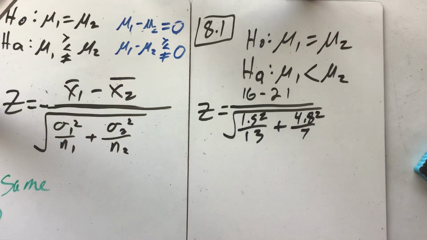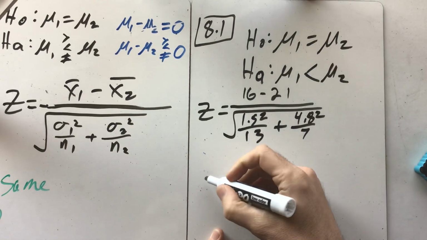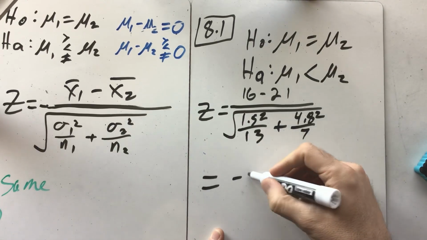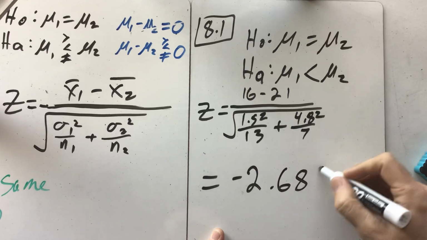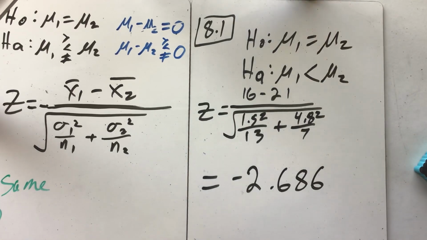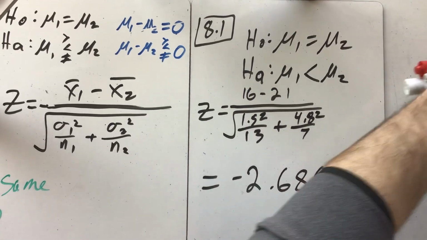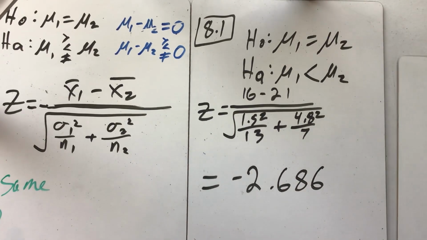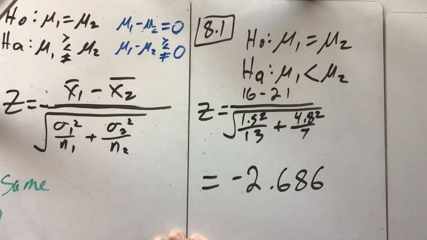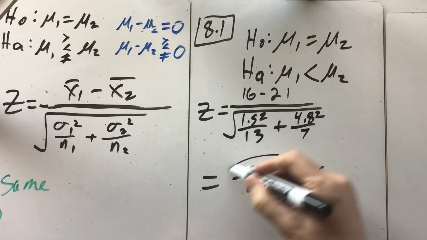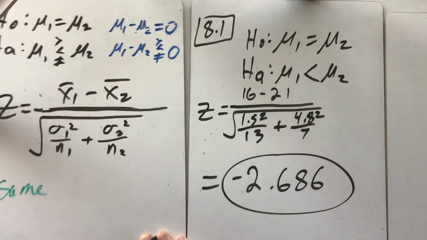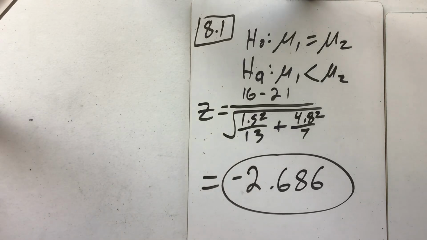All right, when I did it, I got negative 2.686. Hopefully that's right. As you all know from class, it is not unusual for me to mistype things in my calculator, but I think this is right. So negative 2.686 is what I got for that number. This is our test statistic. So now we're ready to move on just a little bit.